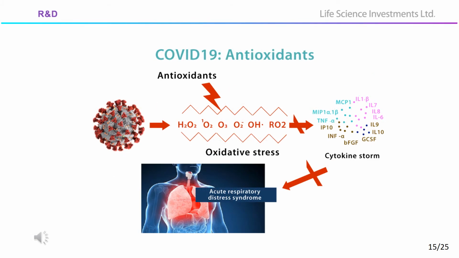What happens in case of administration of antioxidants? In a classical way, the antioxidants will scavenge free radicals and avoid, or at least reduce oxidative stress, and then avoid cytokine storm and avoid to reach the last and worst issue, which would be acute respiratory distress syndrome.